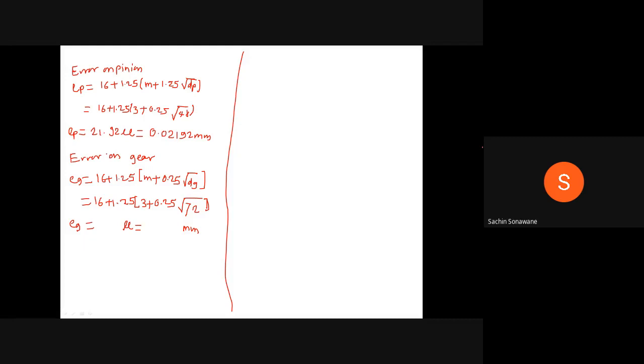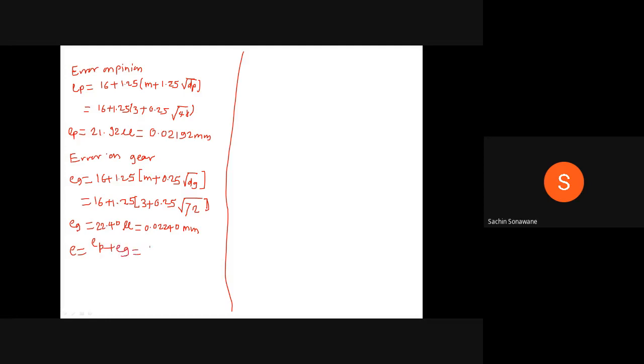Okay. Value of EG is 22.40 micron. Therefore, 0.2240 mm. Now we'll calculate total error. Total error E is equal to EP plus EG.